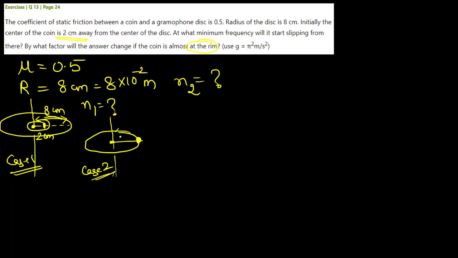Now if you see, the radius will be 8 centimeter and the distance between the coin and the center will also be 8 centimeter, right? So I'll write the distances as r1 and r2. Let us assume the distances given to us are r1 and r2. In the first case, r1 is given as 2 centimeter. In the second case, r2 is given as 8 centimeter. r1 and r2 are the distance of the coin from the center. How far is the coin from the center?